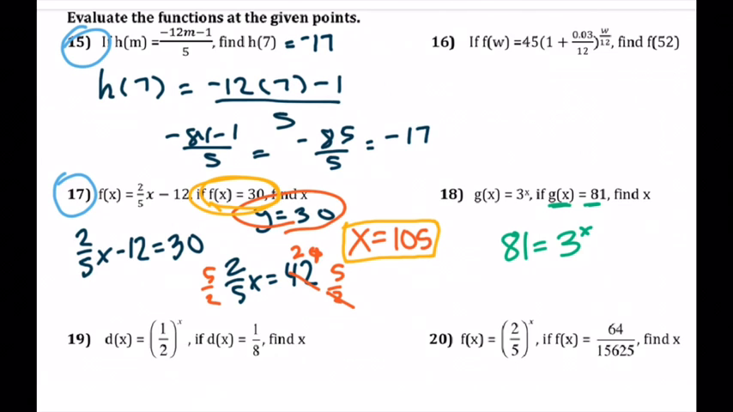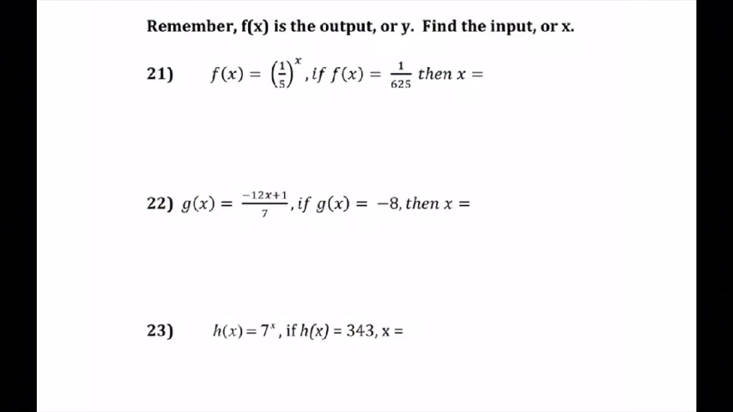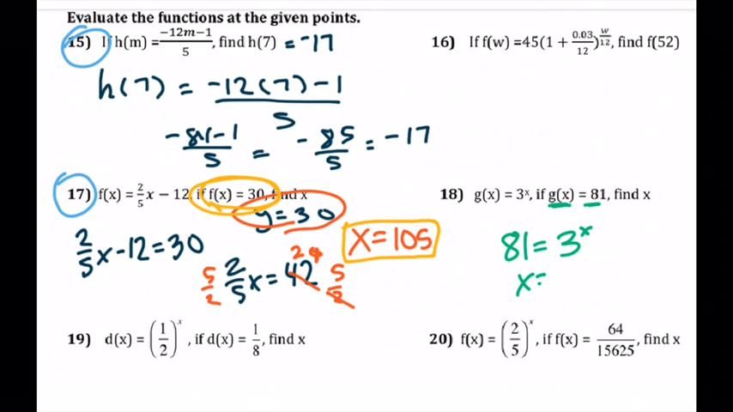Is it 3 to the first power? Is it 3 to the second power? What is it? It's 3 to the fourth power. So x is equal to 4. So on questions like that, it's going to be something relatively small because you're going to have to guess and check and see what the right answer is. Okay? And so that's the answer to that question.